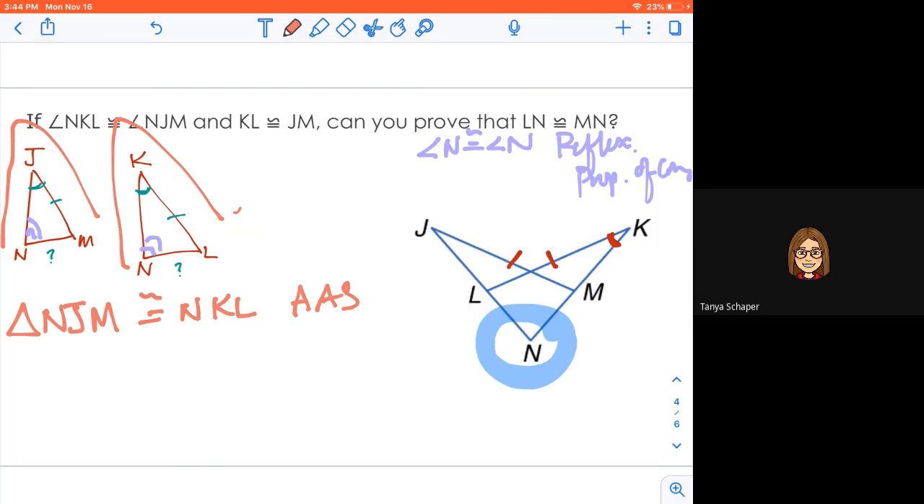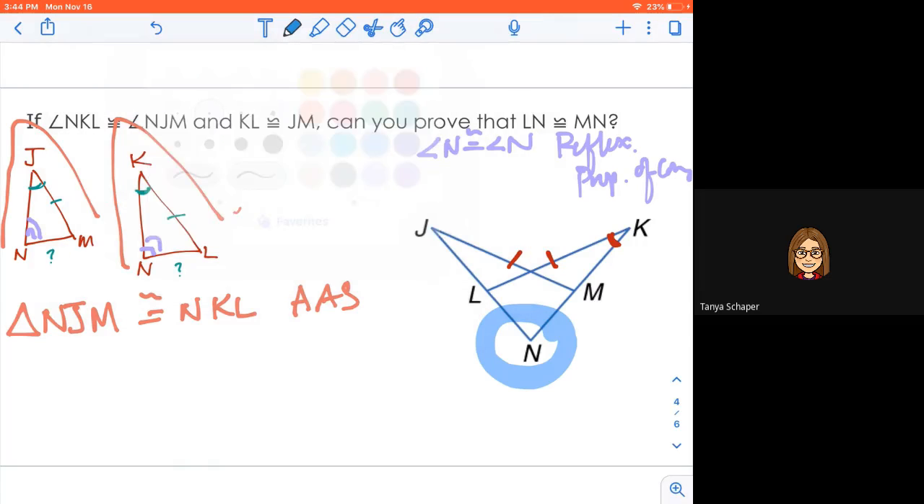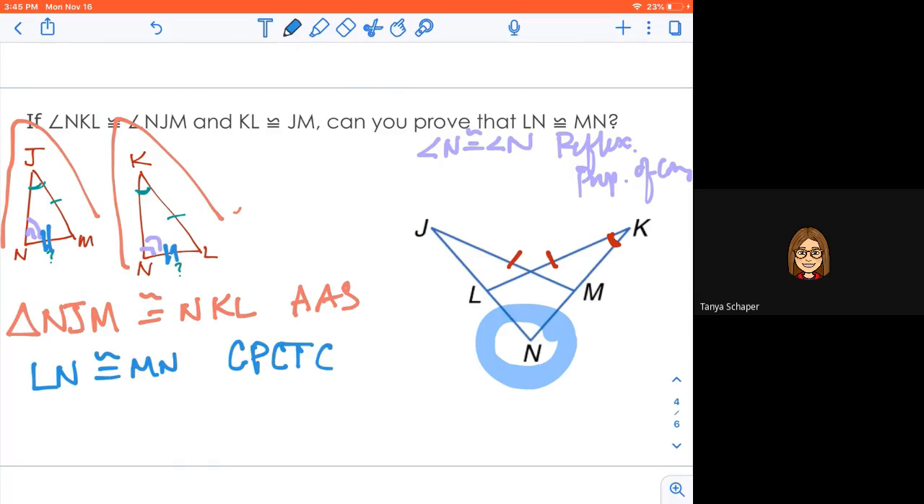And you might say, well, that's not what the question's asking. It's asking if LN and MN are congruent. Here's the thing. By saying that those two triangles are congruent, I can then say that these two sides are congruent because corresponding parts of congruent triangles are congruent. I was able to get to a point where I could prove the triangles congruent, and then from there, I could say that their parts were congruent. Fantastic stuff.